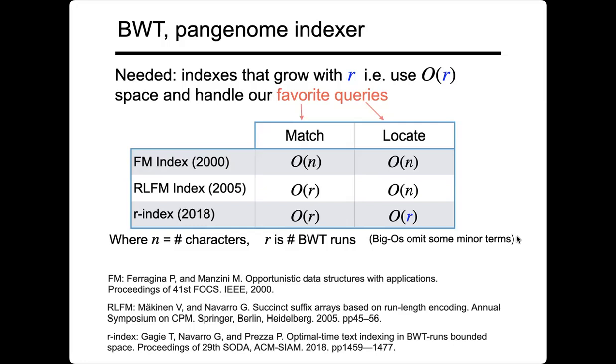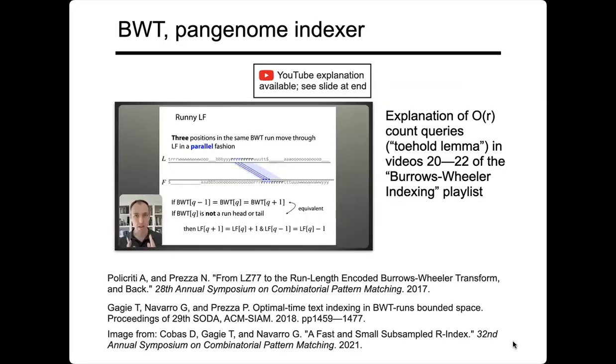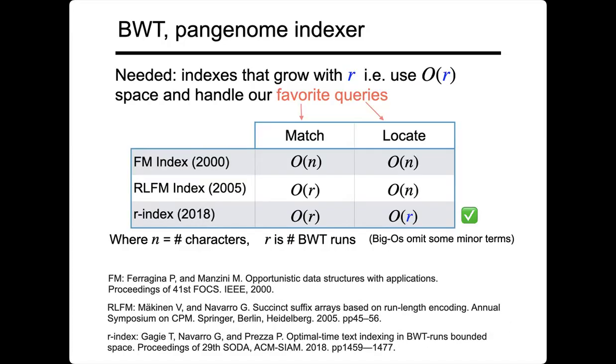So the idea behind the big O of R locate query is also something I have a video on. This is quite involved. I think it took me at least a year after initially reading the paper before I finally understood how it does this. But anyway, it's all based on something called the toehold lemma, and I have a series of videos that explain this. Okay, but the point is, just a small number of years ago, we finally had access to the theoretical data structures that could allow us to index pan-genomes in big O of R space, an amount of space that's proportional to the number of runs in the Burrows-Wheeler transform, compressed space.